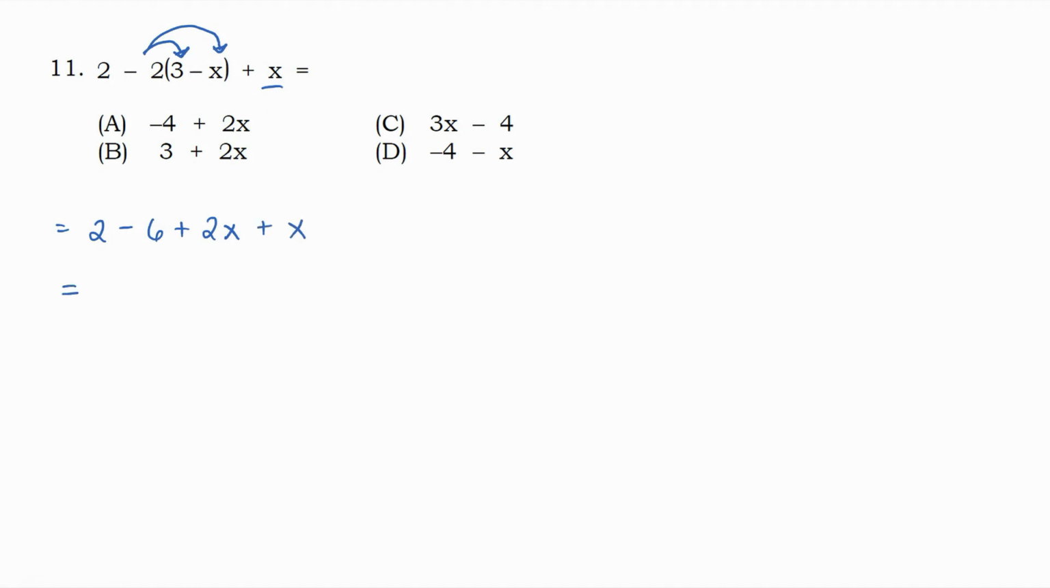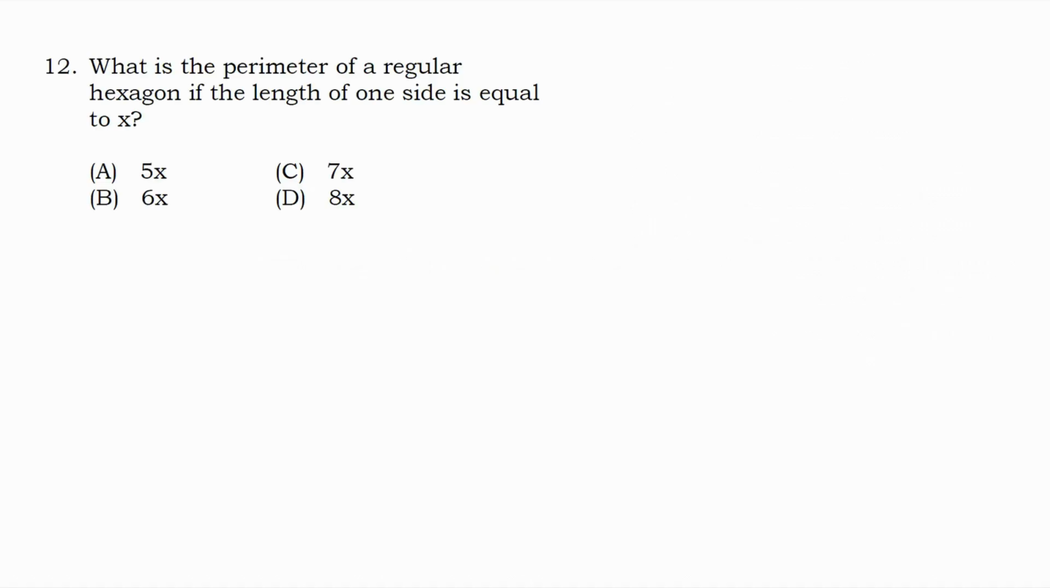So, equal yan sa, i-add natin yung same variables. 2x plus x is 3x. And then, 2 minus 6 is equal to negative 4. So, 3x minus 4. Our answer is letter C. So, ayan. Nandito na tayo sa problem solving part.